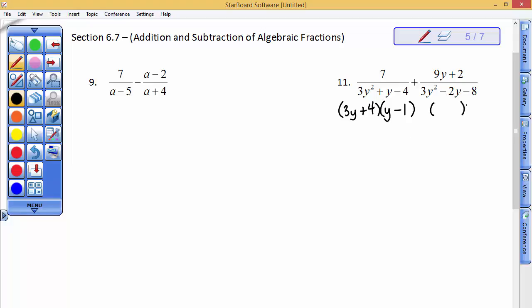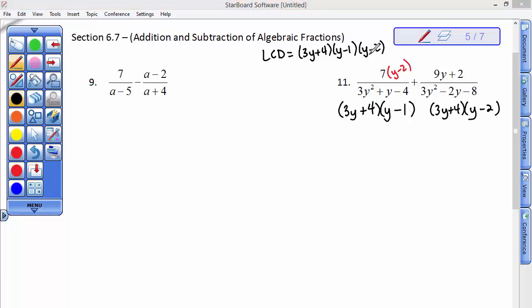Absolutely it is. This one, I'm going to put a 3y and a y, and I believe this one's going to require a +4 here and a -2 there to work out. So the LCD includes a 3y plus 4, it includes a y minus 1, and it includes a y minus 2. So this denominator's got the first two, but it's missing the y minus 2. So the 7 has got to be multiplied by the y minus 2. And when I do that, I'll get a 7y minus 14, and I have the LCD for that.